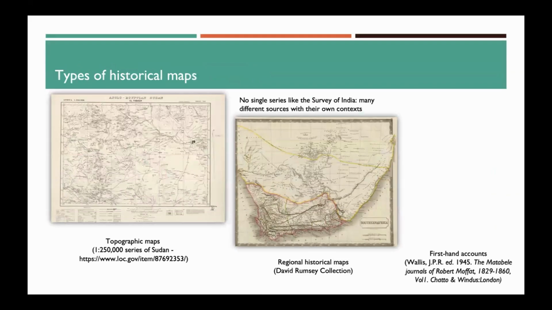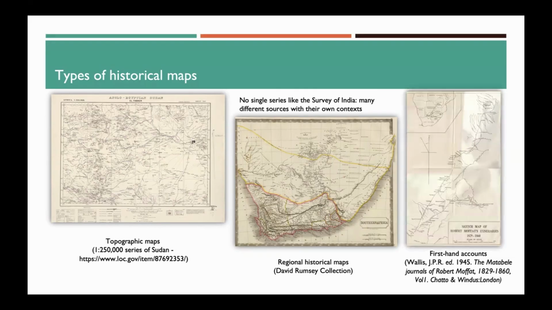So these are the types of historical maps: the topographic maps, the 1 to 250 series of Sudan, the regional historical maps, the David Ramsey collection, which is a very famous collection. And then this is the first-hand account. So those are the types of maps that are available and the type of maps that we're working with on a daily basis.